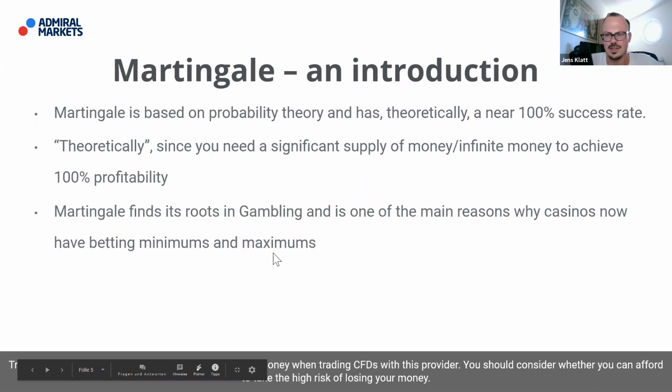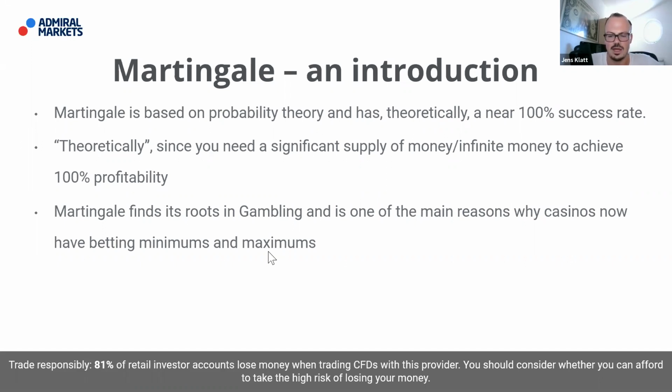before we look deeper into this and a strategy we call doubling down, first of all, let's have a look at the roots of Martingale, where it comes from. Martingale finds its roots in gambling, in fact, and it's one of the main reasons why casinos, for example, have betting minimums and maximums.